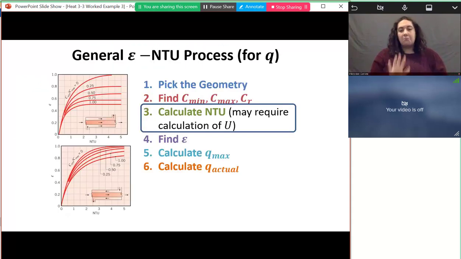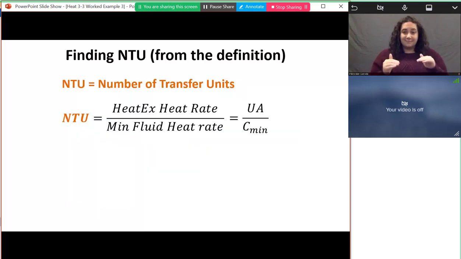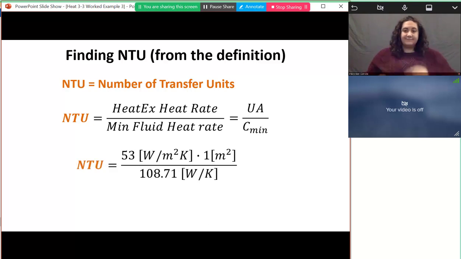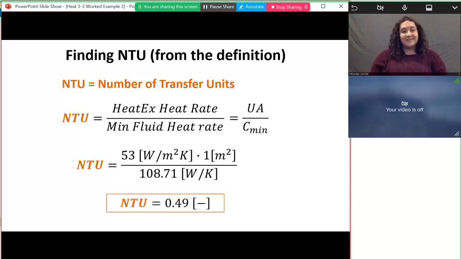So now I can try to find NTU. I know my definition for NTU is going to be my effective heat transfer coefficient multiplied by the area divided by C min. So I already know what C min is. The problem was nice to me because it told me what the effective heat transfer coefficient was, and I know the area. So here I can see that my NTU is just about 0.5.